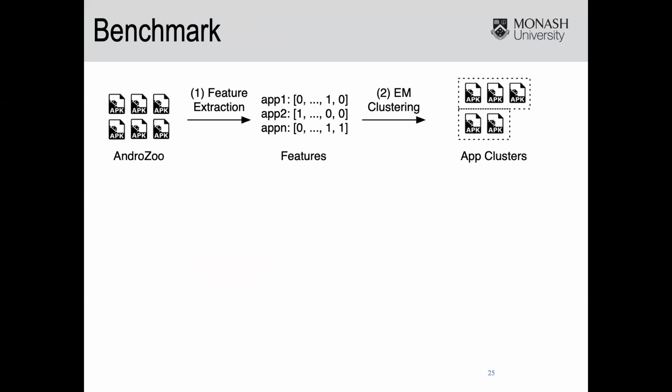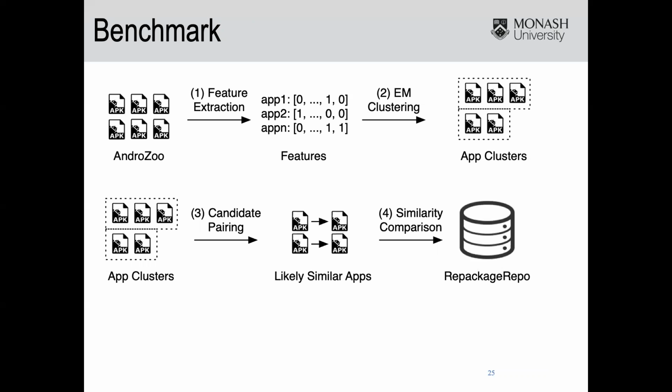The way we build the benchmark is quite straightforward. We first take a large set of Android apps from the AndroZoo dataset, which contains over 10 million Android apps nowadays. We first extract features from those APKs, and for each APK we build a feature vector. Then we leverage an unsupervised learning algorithm called EM to cluster those apps into different app clusters.